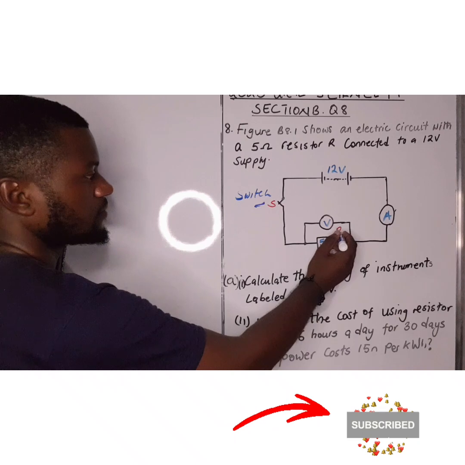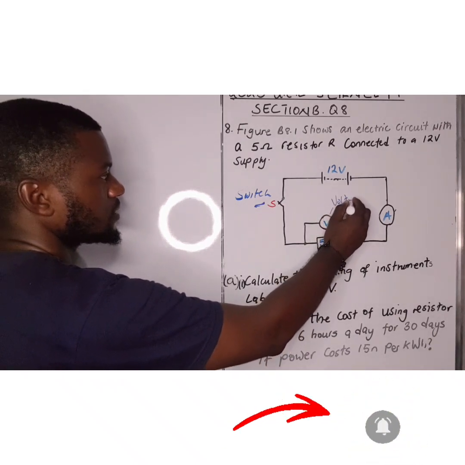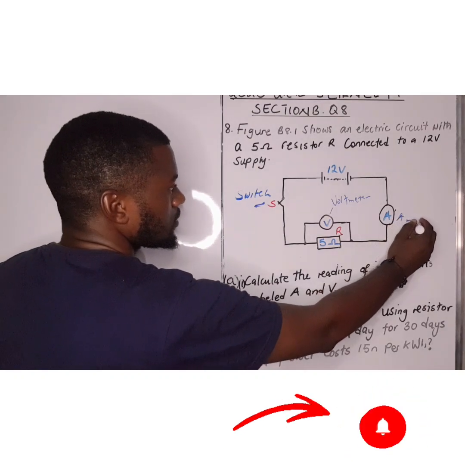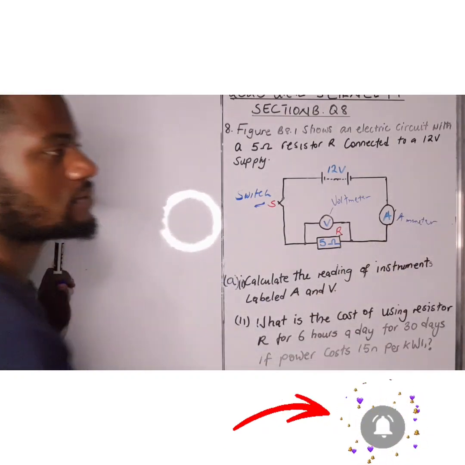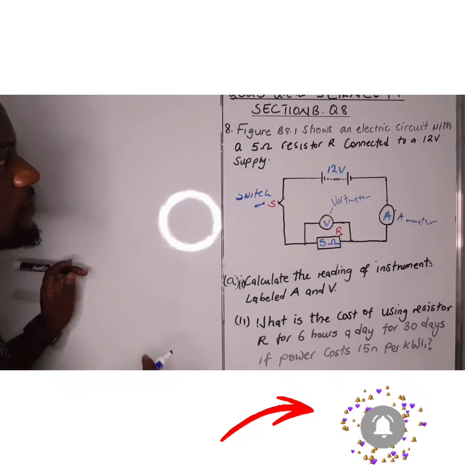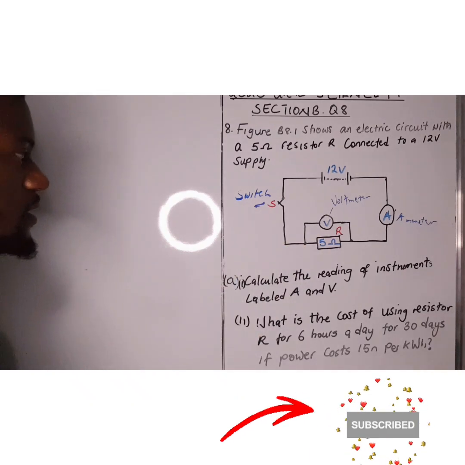Then we have R, which is the resistor. Then V here is the voltmeter, and the A there is the ammeter. So we have those items there. It's very important to understand the diagram before beginning to calculate. So we have 12 volts and we also have 5 ohms given there.